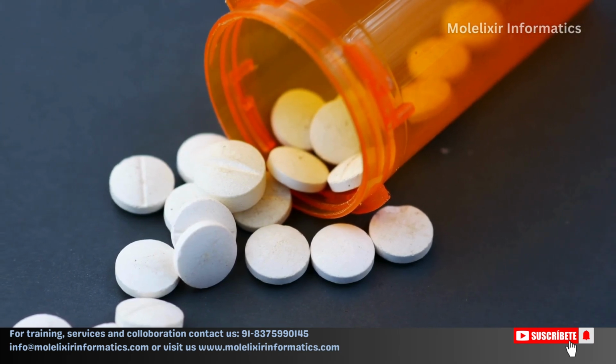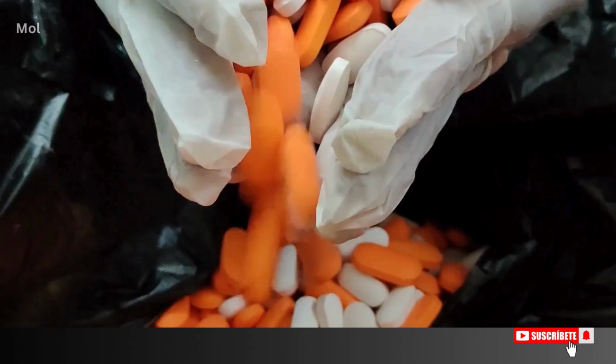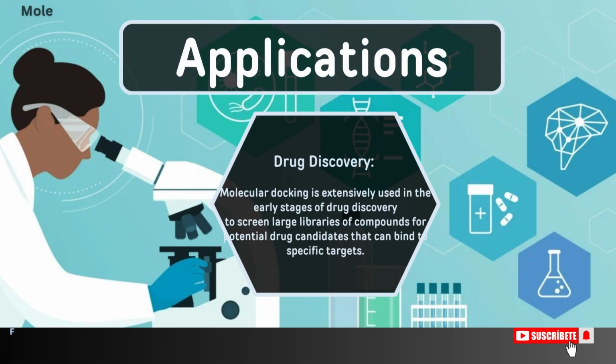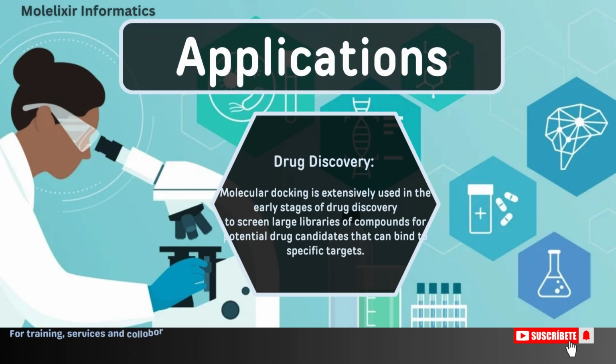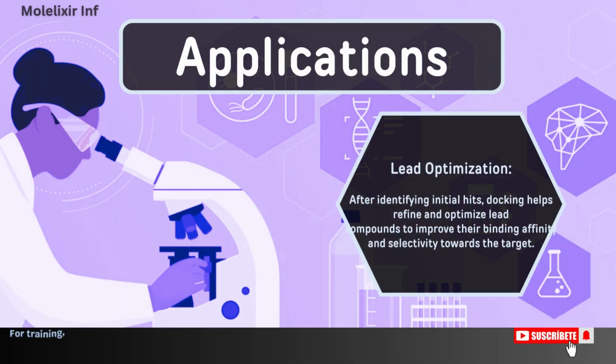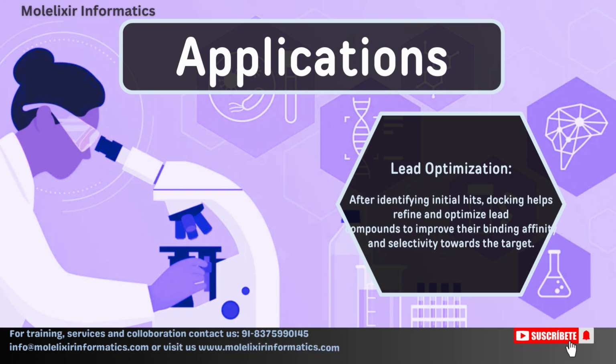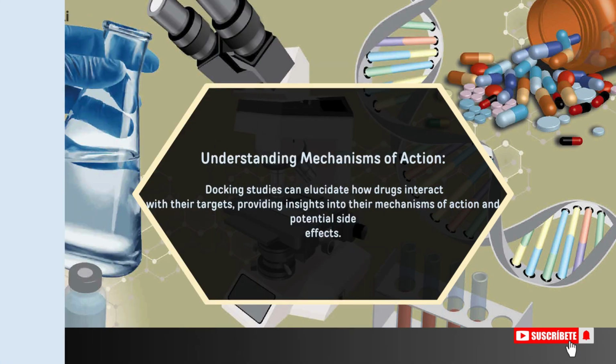Moving on to the applications, first we have drug discovery. Molecular docking is extensively used in the early stages of drug discovery to screen large libraries of compounds for potential drug candidates that can bind to specific targets. Then, lead optimization. After identifying initial hits, docking helps refine and optimize lead compounds to improve their binding affinity and selectivity towards the target.